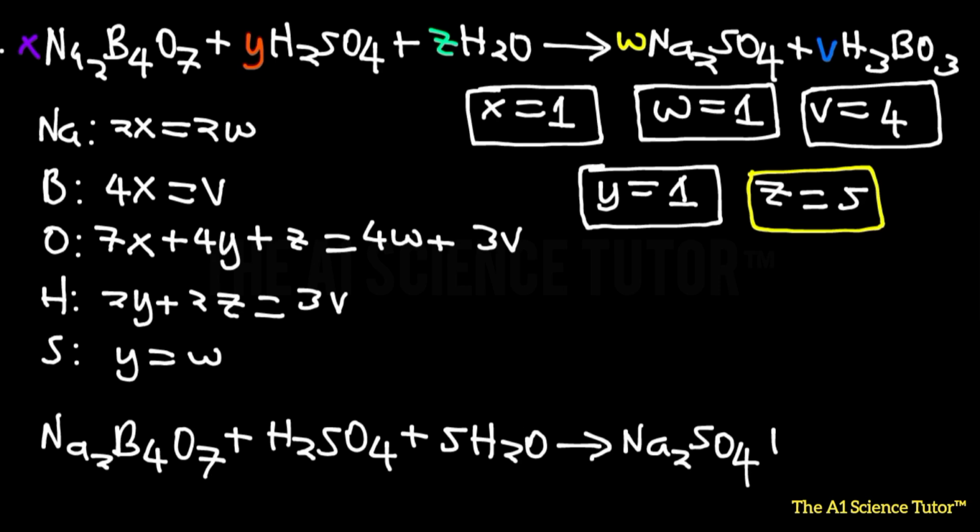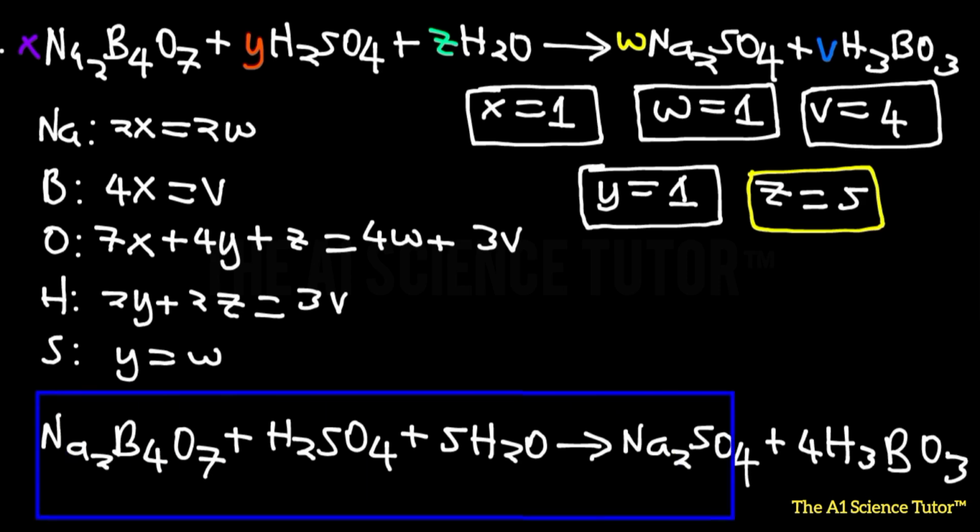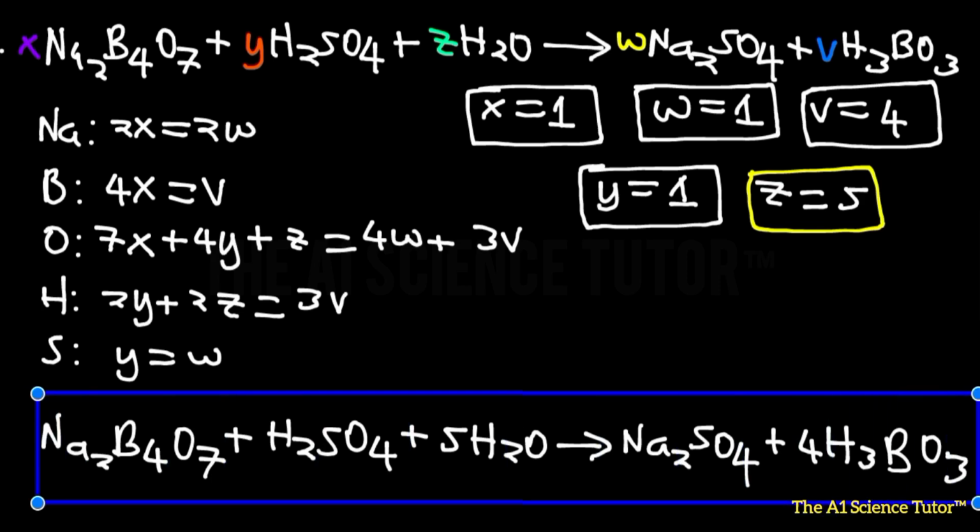And you have V. Now V is 4. So this will be H3BO3. Well, BO3 rather. So this is actually the answer to it. This will be the balanced form. Feel free to check it out.